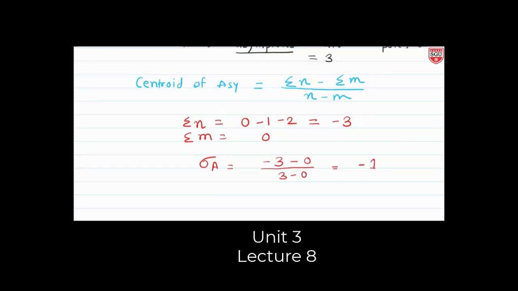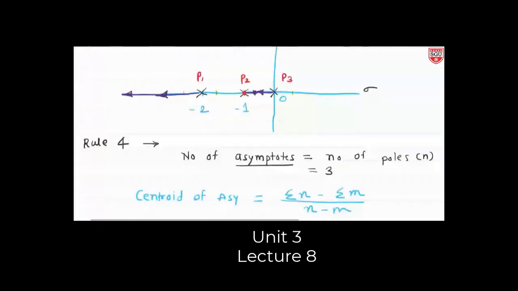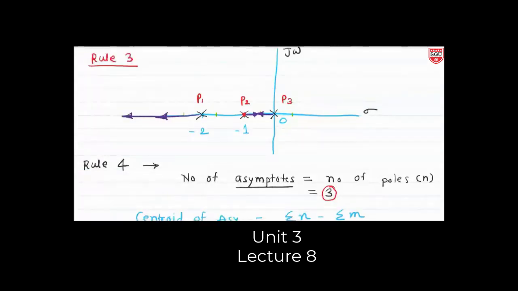So what we found is that in our graph, at -1, there will be the centroid of the asymptotes. Means 3 asymptotes will be there, and those 3 asymptotes will start from -1. This we have found. Then how they are moving, that we have to find: at what angle they will move.